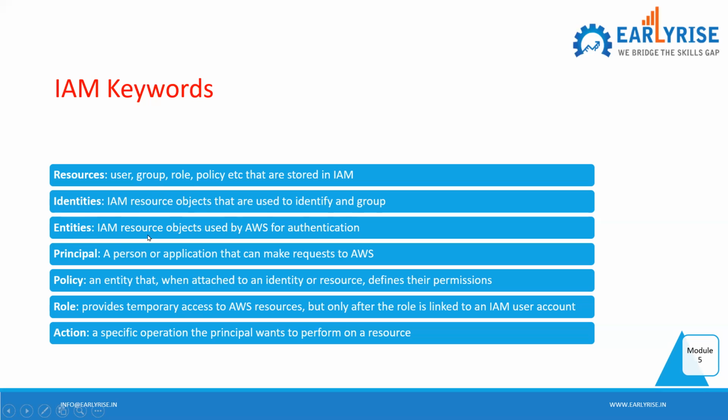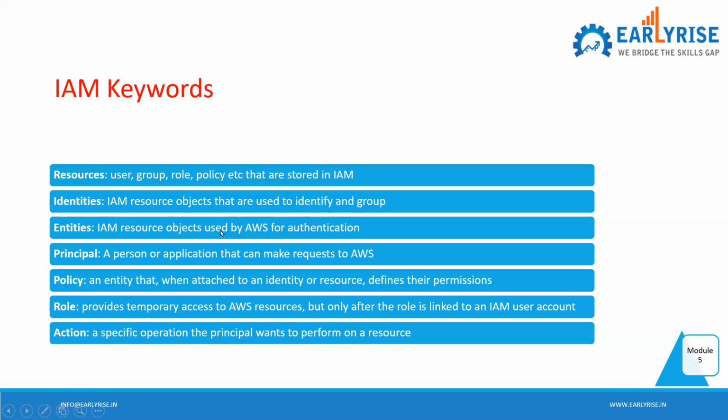Entity, what is entity? IAM resource objects used by AWS for authentication. So resource objects from here only, that are used for what? Authentication. So what is used for authentication? Some user ID, yes. Whatever user you use to log in, to access something, so these IAM users.